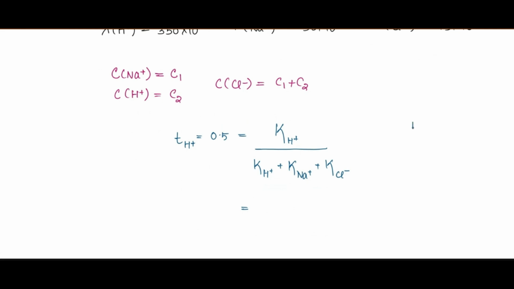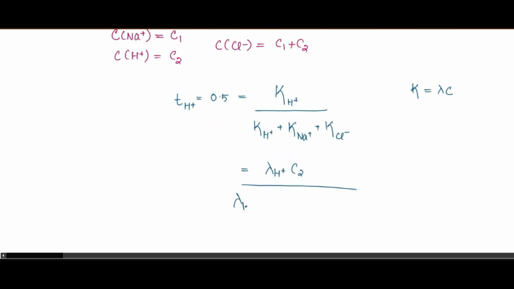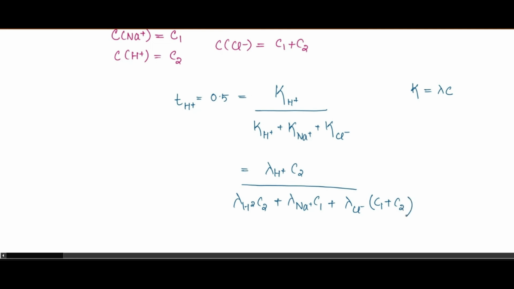I said kappa is equal to limiting molar conductivity into the concentration. അപ്പോ limiting molar conductivity of H plus into concentration of H plus, C2, divided by lambda H plus C2. Na plus ന്റെ എന്താണ്? Lambda Na plus into C1 plus lambda of Cl minus into concentration of Cl minus, which is C1 plus C2.